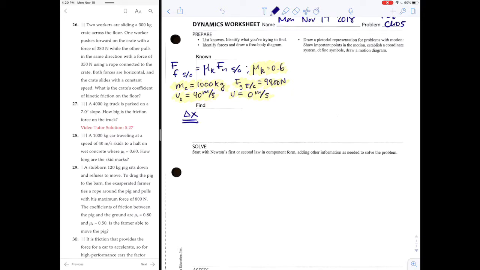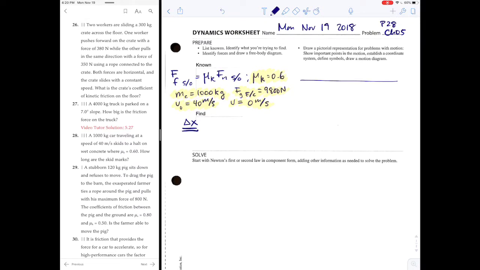Okay, so draw a pictorial representation. The first sketch I might draw is just what's going on with the car. So we know in the beginning it has some velocity. It's actually going pretty fast. 40 meters per second is fast. And then by the end, it's stopped. So its final speed is 0. And during this time, it is changing velocities. It's accelerating. Because it's slowing down, we know that its acceleration has to be the opposite direction from its velocity, from its motion.